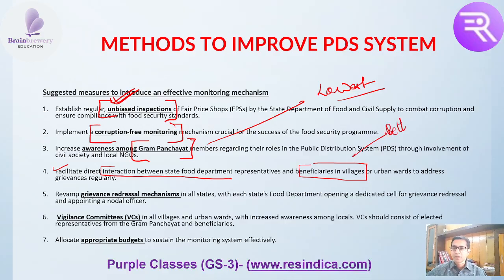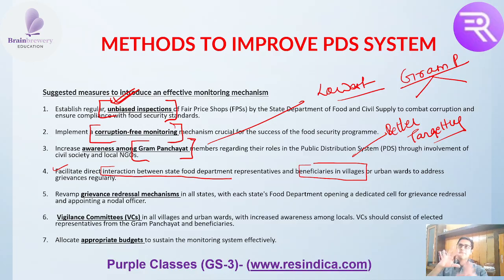Better targeting. So what will happen if we have a gram panchayat? The gram panchayat knows who the people are in their village area who are below the poverty line. So exactly we should target those people. Instead of targeting based on some census data or some other rural census data, it is better to look for the root, the people who are exactly dealing with those people.